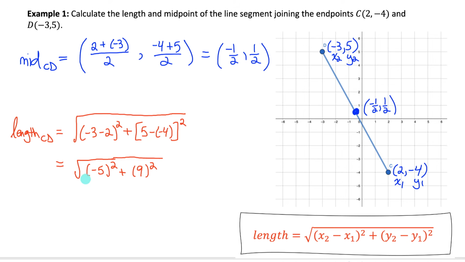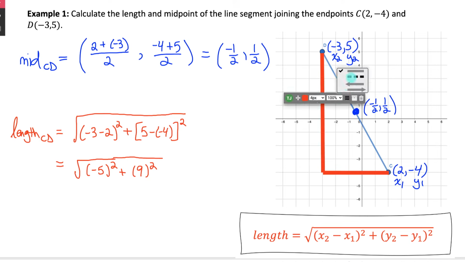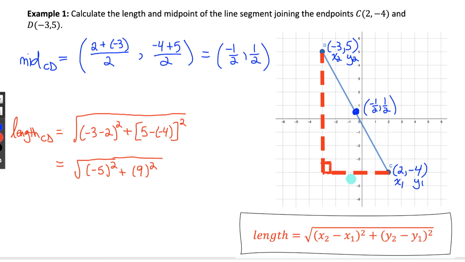The absolute value of the difference in the x's is 5, and notice if I were to make this into a right triangle by drawing its horizontal and vertical components, the length of the horizontal component is 5 units, and the length of the vertical component is 9 units. And what we know based on the Pythagorean theorem is that the sum of the squares of the shorter two sides, 5 and 9, should be equal to the square of the longer side, the line segment CD, which is what we're trying to find. So that's where this formula comes from.